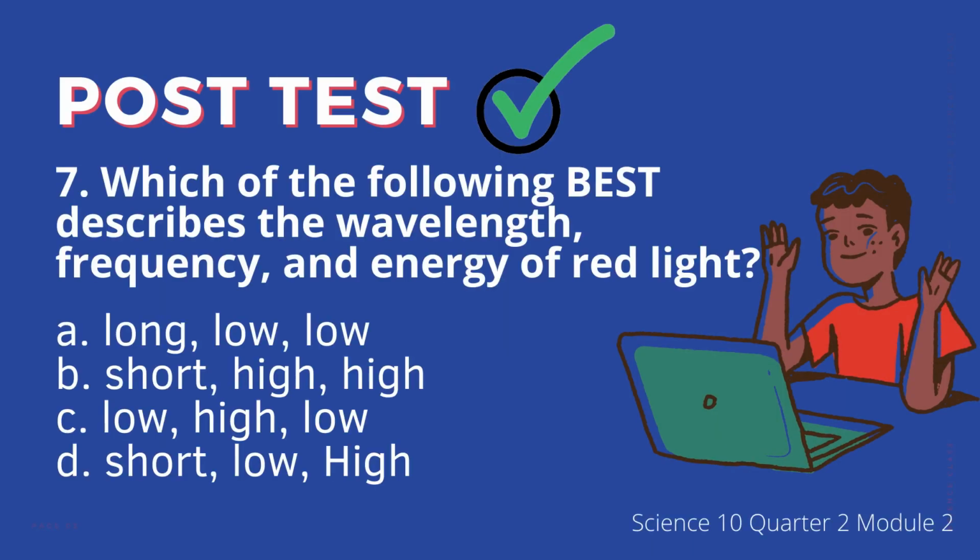7. Which of the following best describes the wavelength, frequency, and energy of red light? A. Long, low, low. B. Short, high, high. C. Low, high, low. D. Short, low, high.